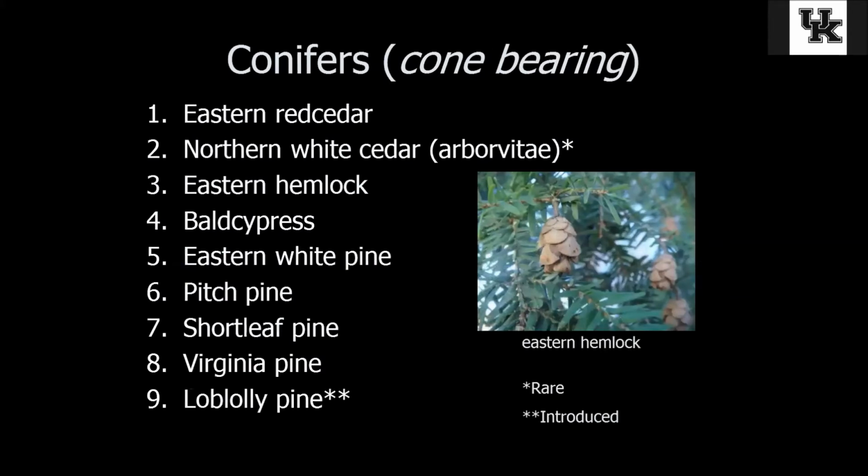These are our cone-bearing trees, and like we said, most of these are evergreen, with the exception of bald cypress. But we have 9 of them in the state, so that makes their identification a little bit easier than our broadleaf trees. And so we'll just run through these real quick. We have eastern red cedar, northern white cedar, arborvitae, which is kind of rare in this state, at least out in the wild. You'll find it planted a fair amount, but we're kind of on the southern end of its range. There's eastern hemlock, bald cypress, eastern white pine, pitch pine, shortleaf pine, Virginia pine, and last loblolly pine, which has actually been introduced to the state, and mostly in the western half of the state where it was used in the pulp and paper manufacturing.